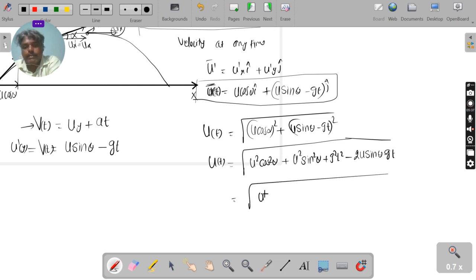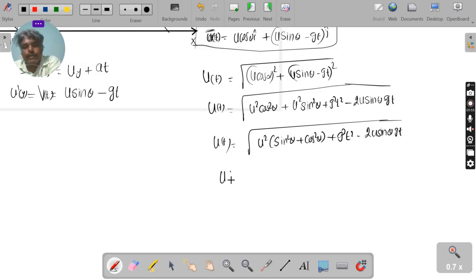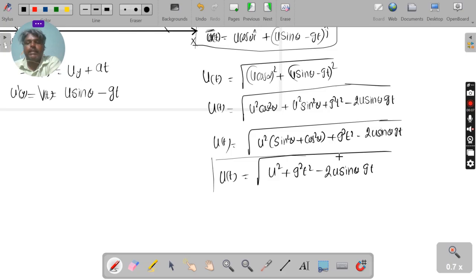So u square is common. So sin square theta plus cos square theta, g square t square minus 2u sin theta g t. That is a formula for velocity at any time. So further reduce it. Sin square theta plus cos square theta is 1. So u square plus g square t square minus 2u sin theta g t. This is a formula for velocity at any time.